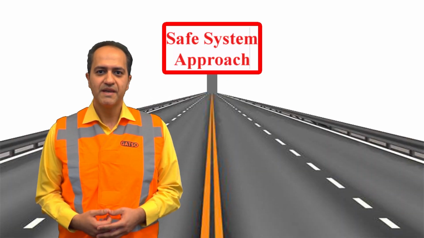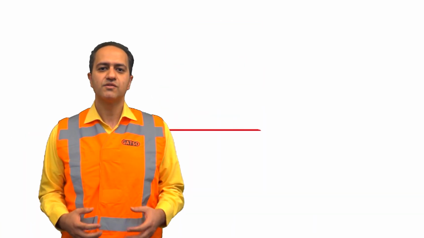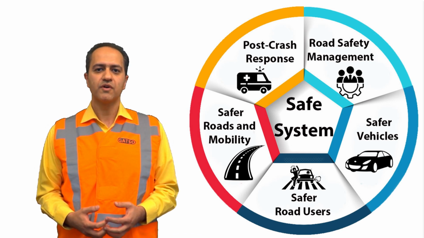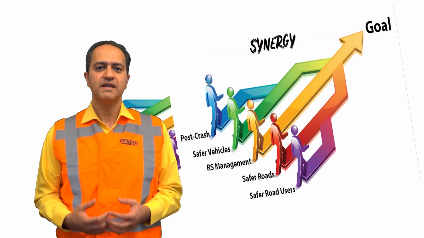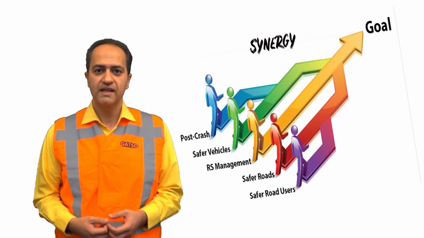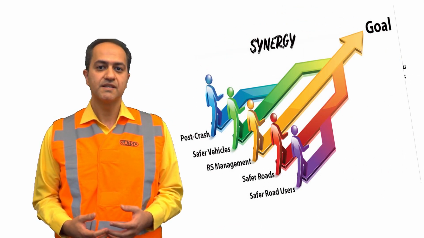The safe system approach is based on 5 pillars of actions that we'll talk about one by one, and all of these pillars should work together to create a synergy to achieve our defined goal.